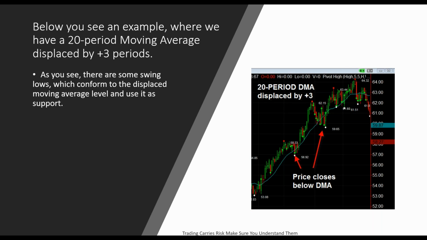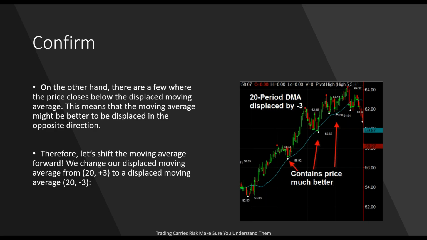You might find for the assets you're trading, you're better off with a 5, or you might be trading from 5-minute charts, so you only want to displace it two time frames. It depends on how fast you're trading. It all depends on you. On the other hand, there are a few where the price crosses below the displaced moving average. This means that the moving average might be better displaced in the opposite direction. And like I said, shifting to the left makes no sense to me. I don't know anybody who's doing it or using it.